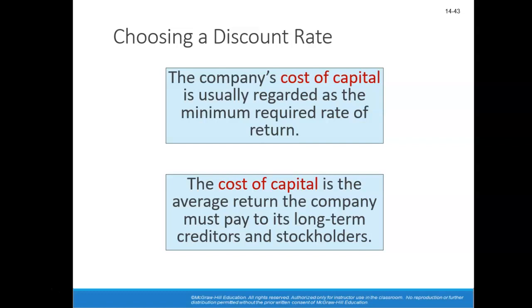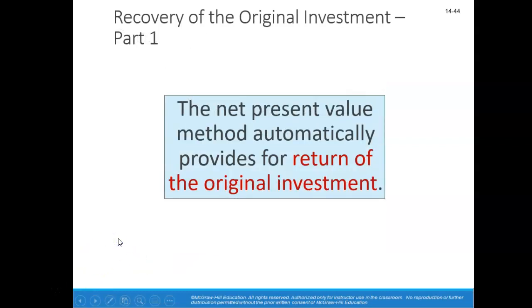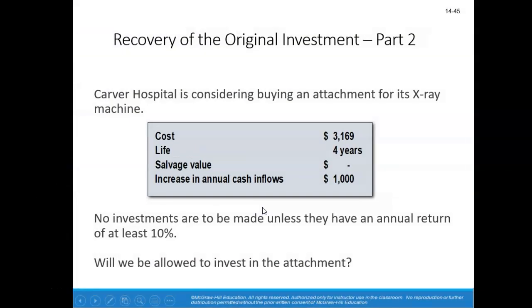So to simplify, if I can borrow money at 5%, but then get a 10% return on that investment, then it makes sense to accept that project. Okay? So the net present value we talked about earlier provides for the return on the original investment. So let's take a look at some additional information to see whether or not we want to accept an investment.